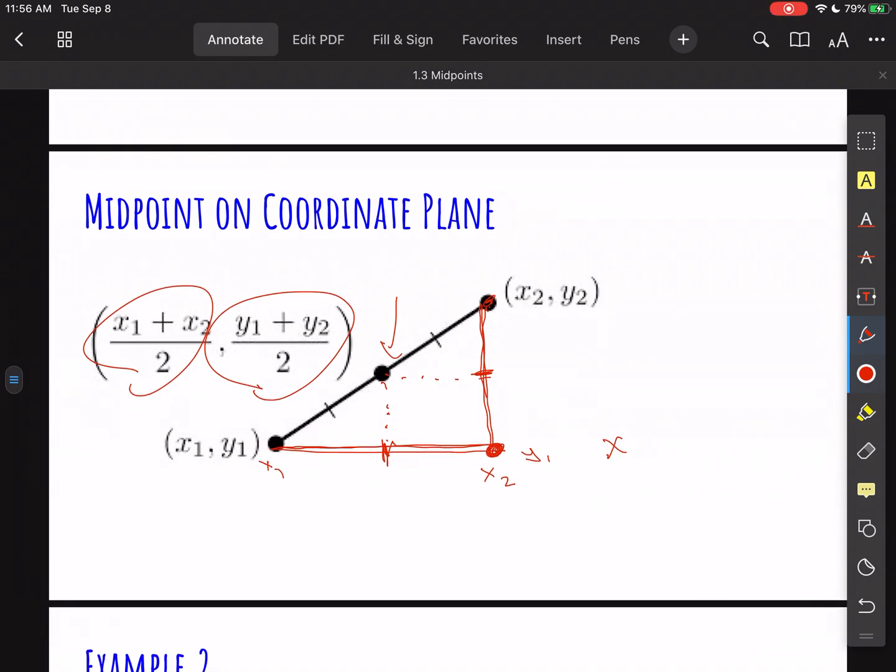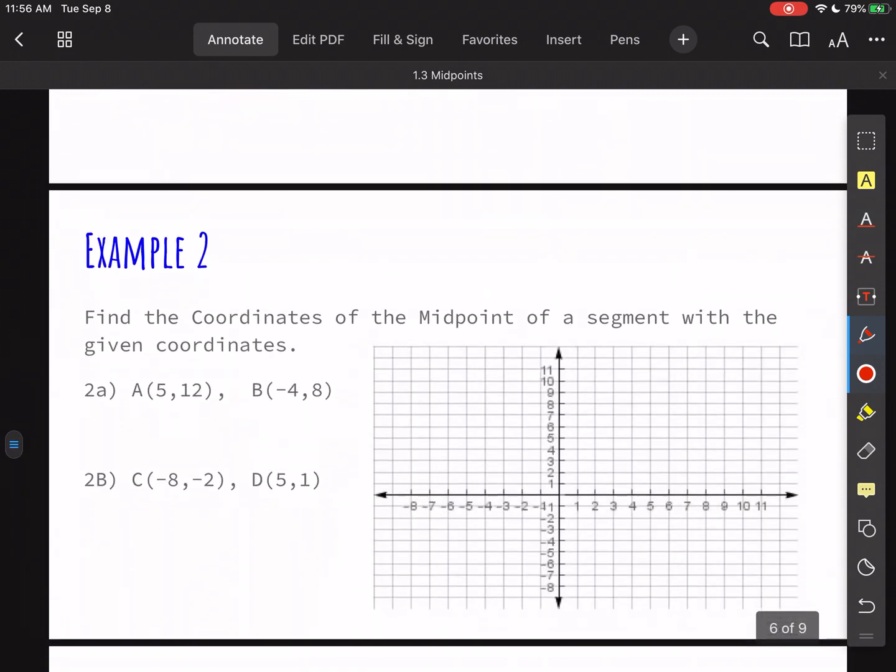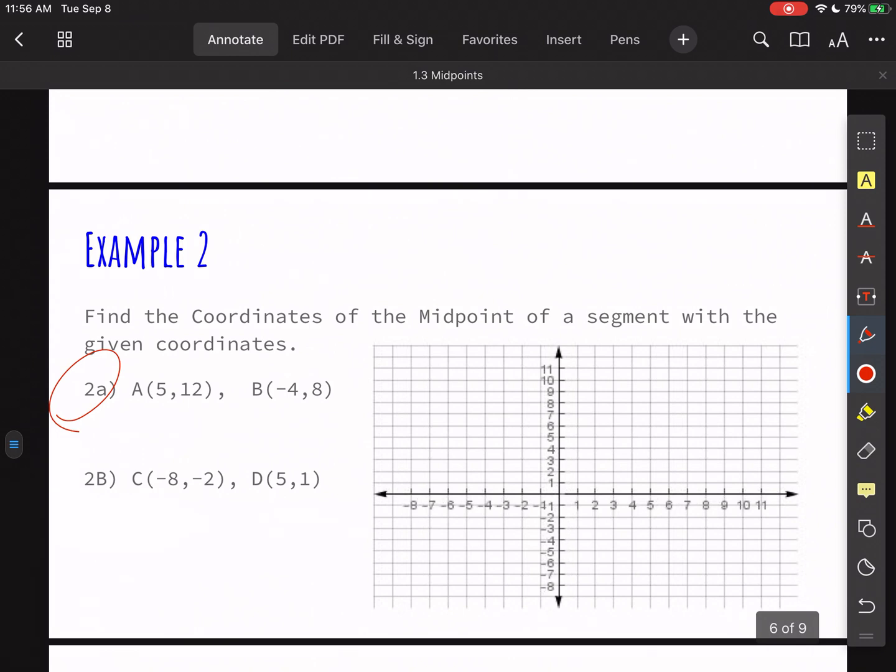This will make more sense with another example here. So let's look at this. On 2a, we have the points 5, 12, which I'm just going to graph really quick for a visual. That's A. And then -4, 8, which is here. That's B. Okay, I'm just going to kind of connect these two. We're looking for the halfway point, which is somewhere in here.